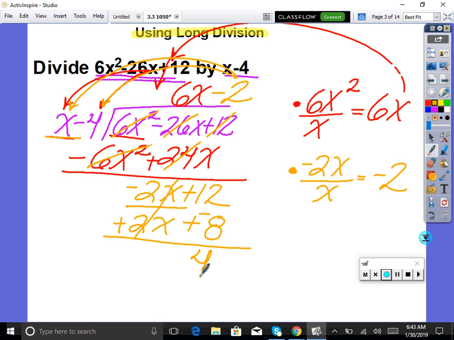We get out 4. Okay, now here's how we know we're done. If we go off to the side, it will not divide. We can't take 4 and divide by x, can we? So that's your remainder. So our remainder is 4, everybody.